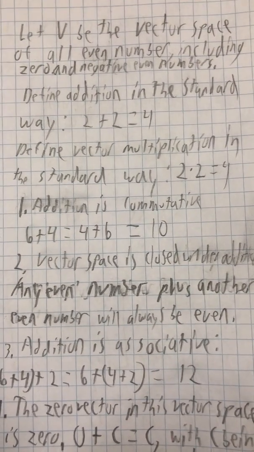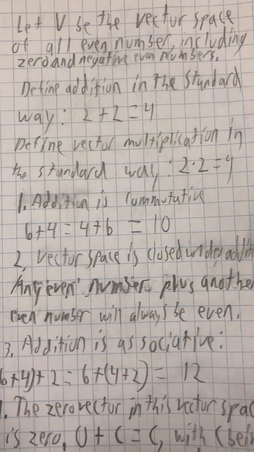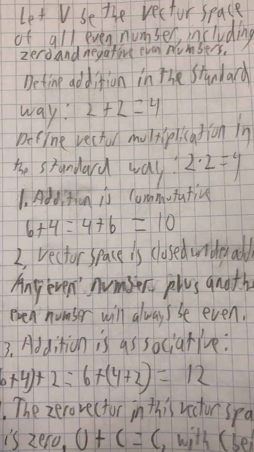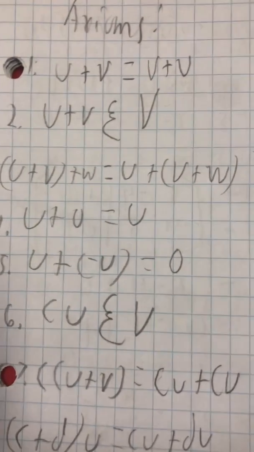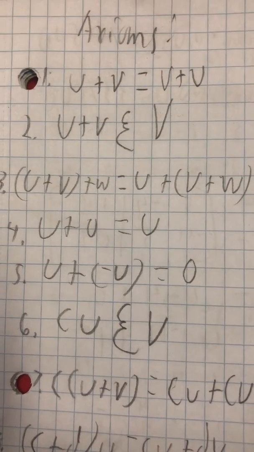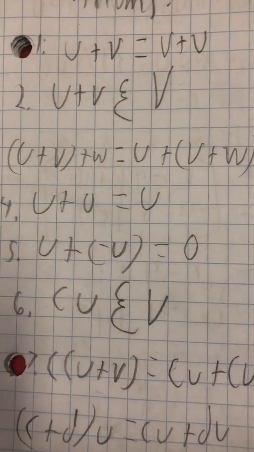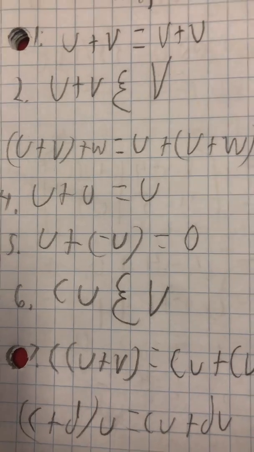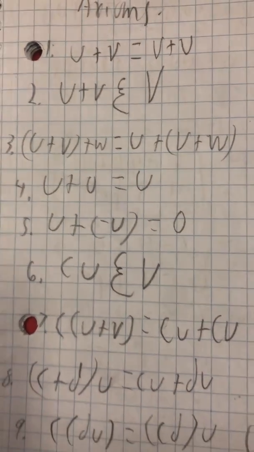Alright, so question 11 asks to find some vector space which is not a true vector space, being that not all the axioms hold true. And these 10 axioms are u plus v equals v plus u. u plus v is within the set V, so basically the vector space is closed under addition.